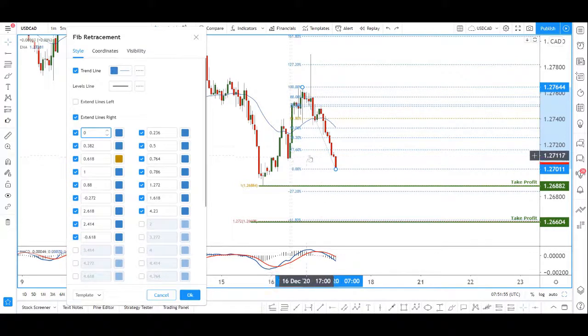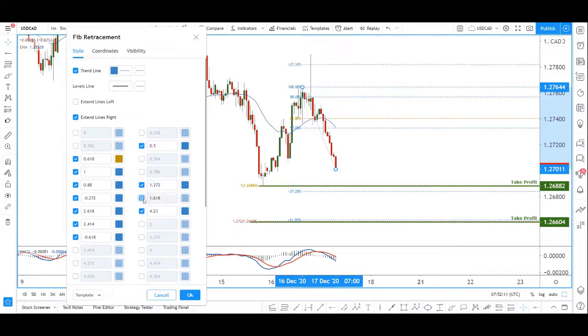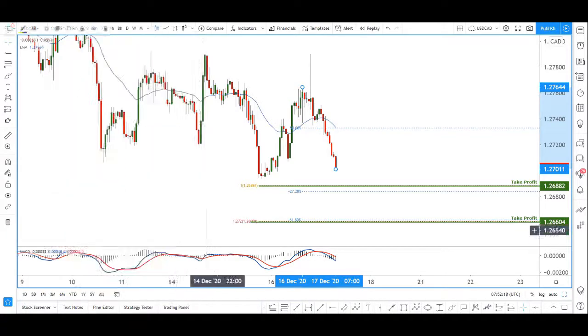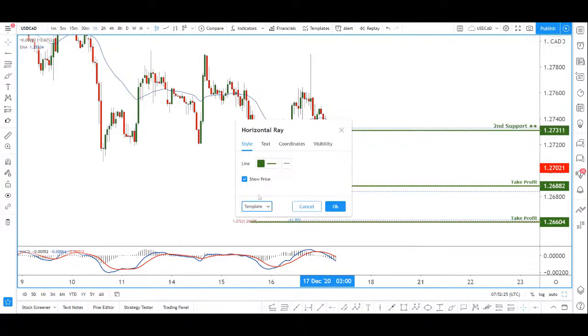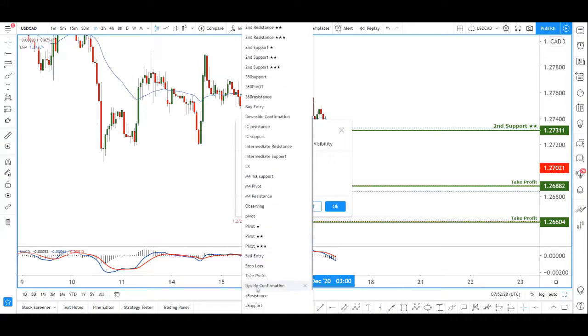But what I really want to see is we want to find an entry and a stop loss. So stop loss, very quickly, I'm just going to put it at 50 because that's also where the moving average resistance is. So I'm just going to highlight the 50, and also leave the negative 27.20 and negative 61.8 there as well. So the stop loss will be there, where the moving average is.